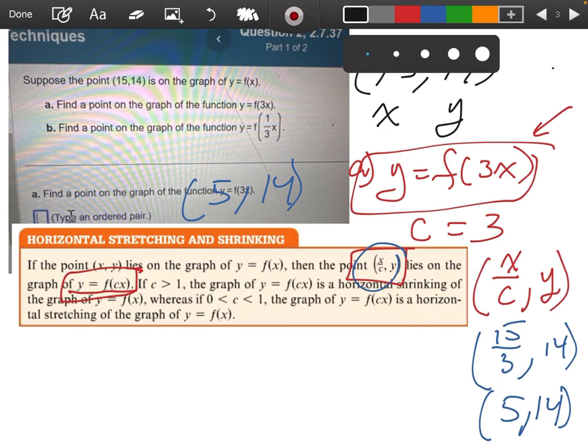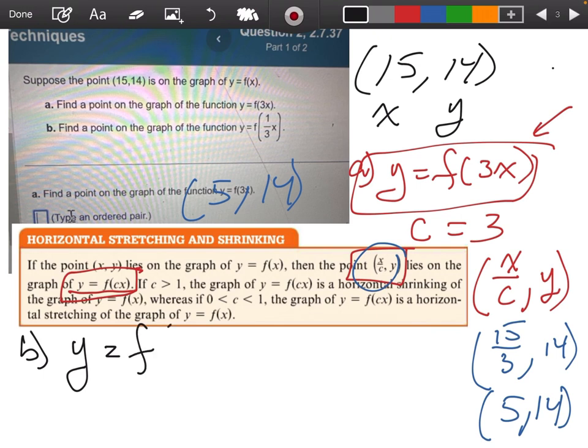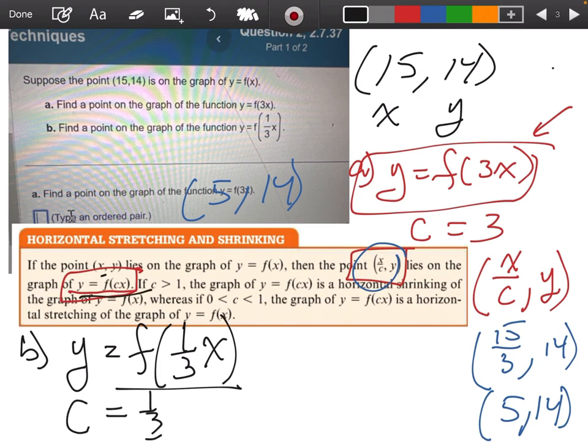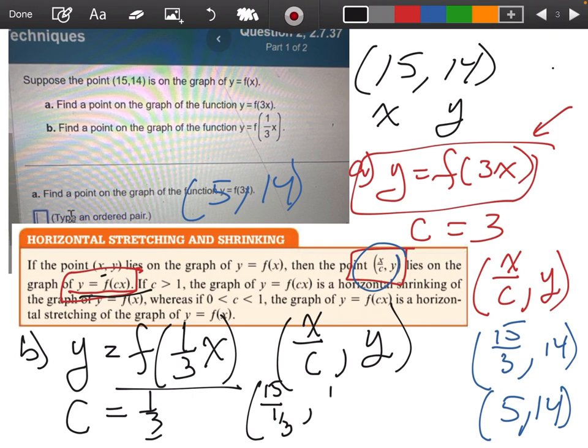Now, there is a part B to it, and it says, can we find a point on the graph of y equals f of 1/3 x? Okay, so I'm going to do a stare and compare again. I'm going to look at this and look at that. In this case, my c is the number 1/3. So I'm going to do the same thing we did before. I'm going to take x and divide it by c. So our x number was 15, but we're now going to divide it by 1/3. My y number will stay as a 14.